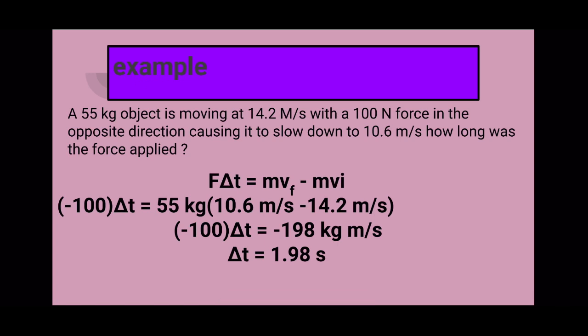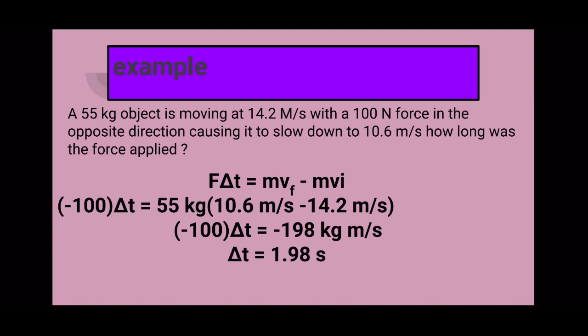So, as an example, we have a 55 kilogram object moving at 14.2 meters per second with 100 N force in the opposite direction, which is causing it to slow down to 10.6 meters per second. How long was the force applied? Well, with that information, we know that we are going to use the impulse momentum theorem. So, negative 100 being the force, well, it's negative because it's going the opposite direction. And then we have 55 kilograms as the mass, which is going to be multiplied by 10.6 minus 14.2, the final velocity and the initial velocity.